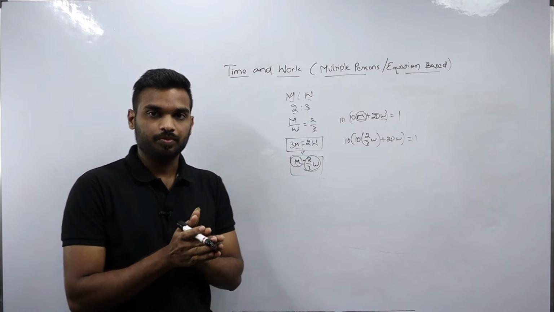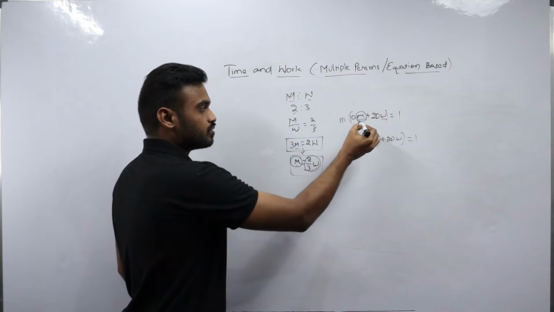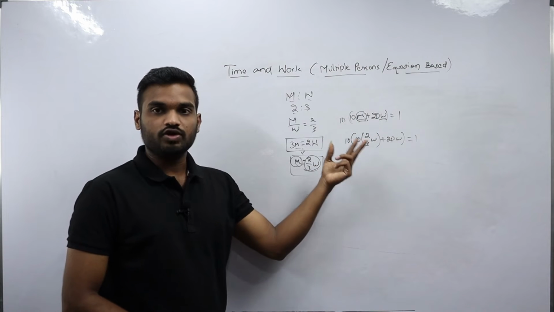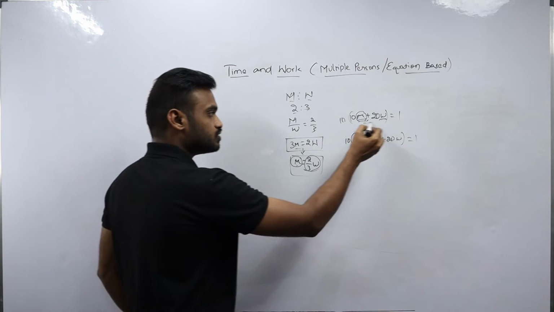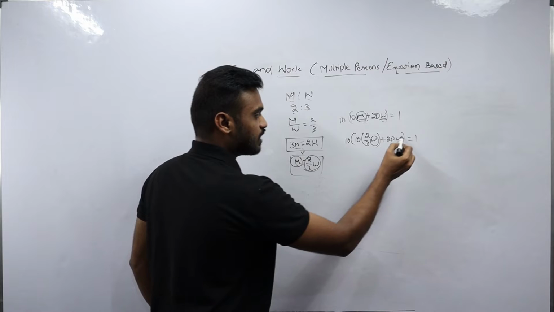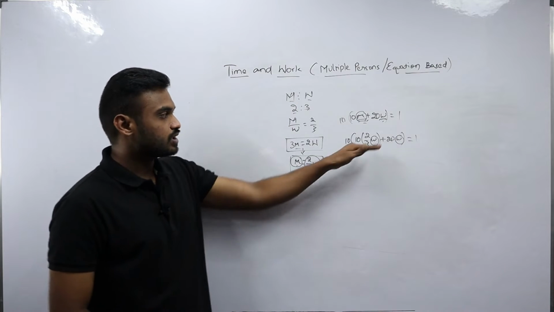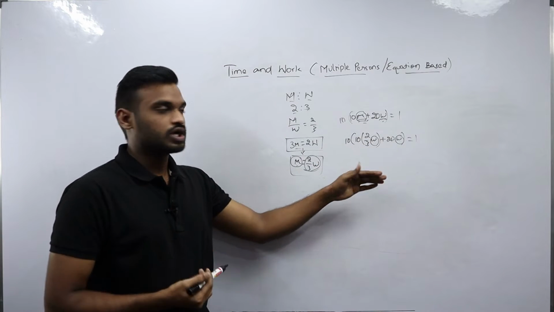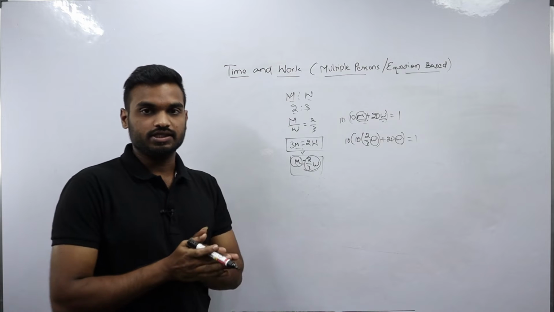I hope you are getting my point. Here we don't know men and women. Here there are 2 unknown variables. So I am converting these 2 unknown variables to only 1 unknown variable. I am converting all the men into women, or you can also convert all women into men. You can write it as it is.